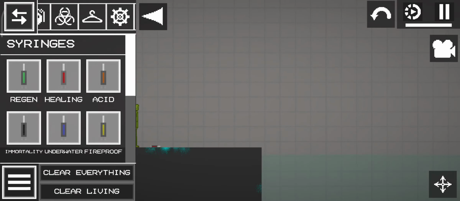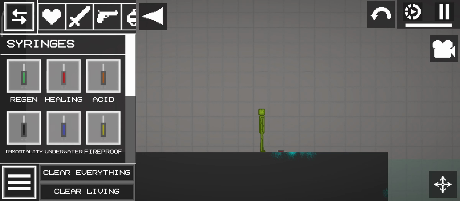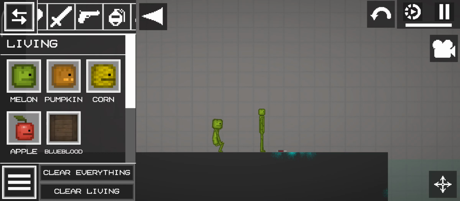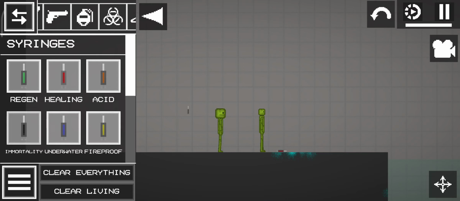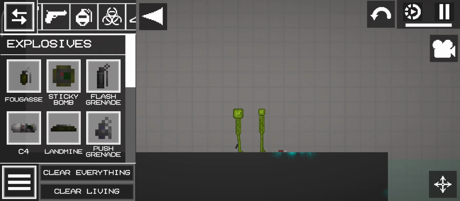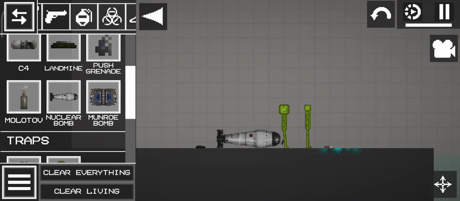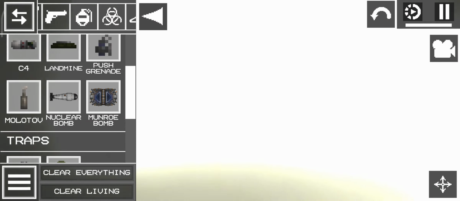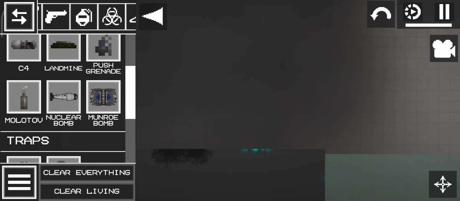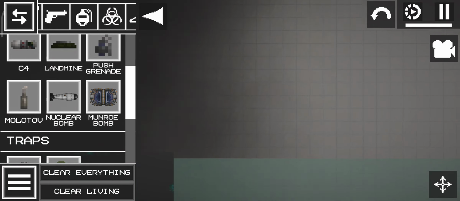Wait. If I give blue blood immortality, will it survive a nuclear attack? Let's see. There's normal melon and what was it? Explosives and nuclear bomb. Yeah. And closer, I need landmine here. Just yes. No, blue blood didn't survive.